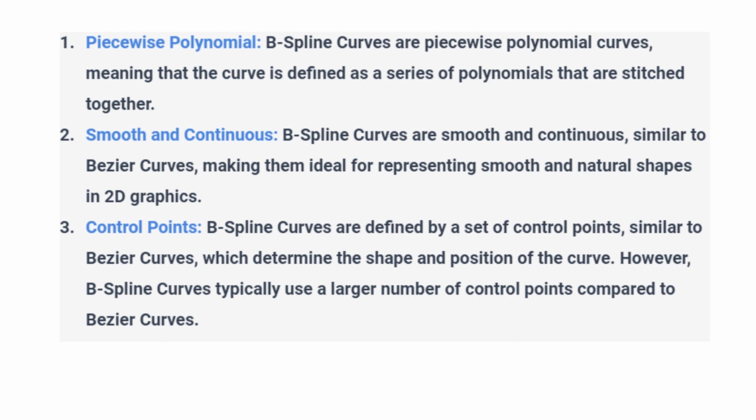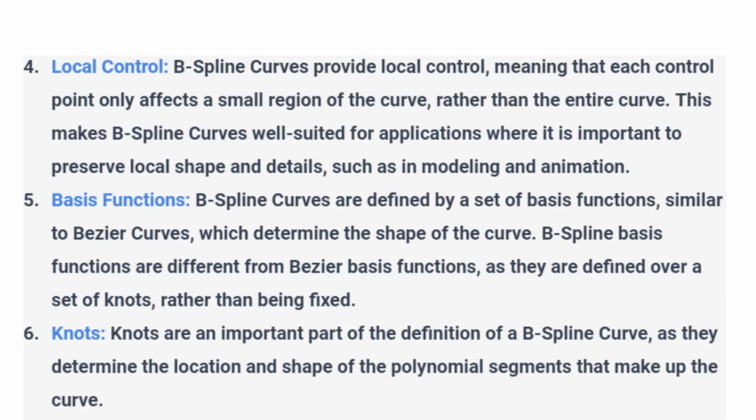Control points. B-spline curves are defined by a set of control points, similar to Bezier curves, which determine the shape and position of the curve. However, B-spline curves typically use a larger number of control points compared to Bezier curves.